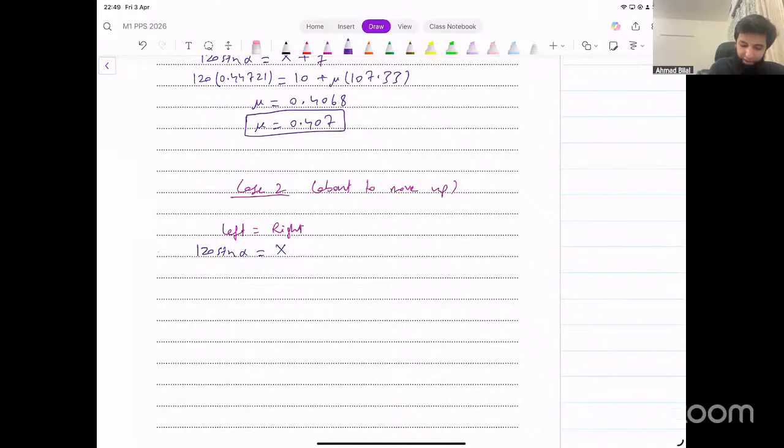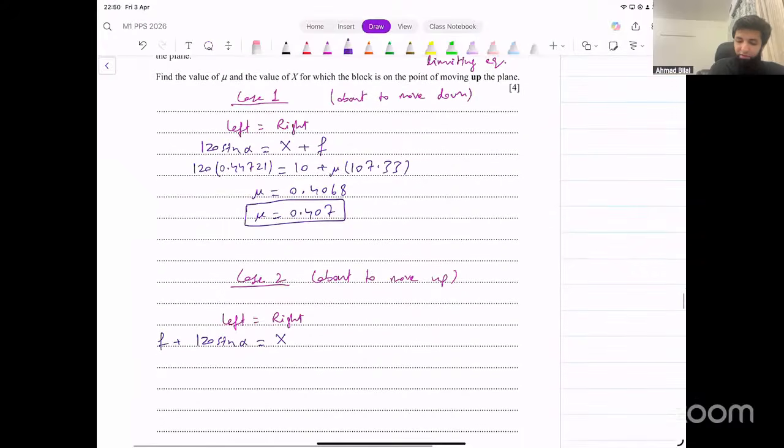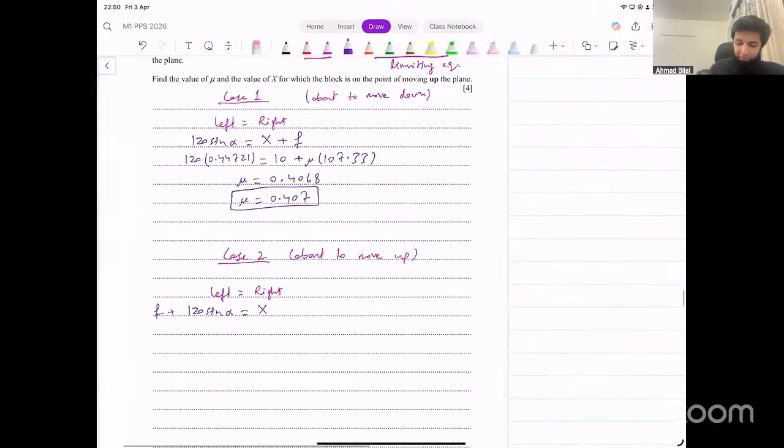So now we have F plus 120 sine alpha equal to this. What we're looking for is the value of x now. F is equal to mu R. Mu is 0.4068. Use the more accurate number into R, which was 107.33, plus 120 sine alpha, 120 into 0.44721. That equals x. And that will give you the value for x. You can see what that is: 97.3. That's your final answer. This is what we were looking for.